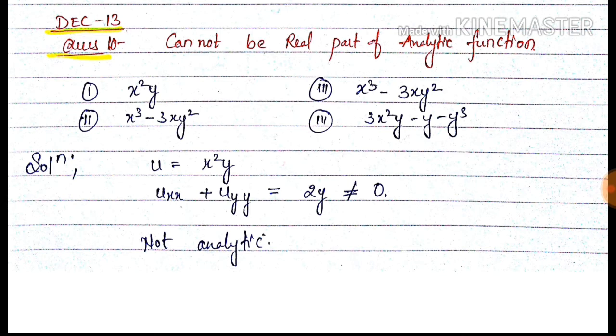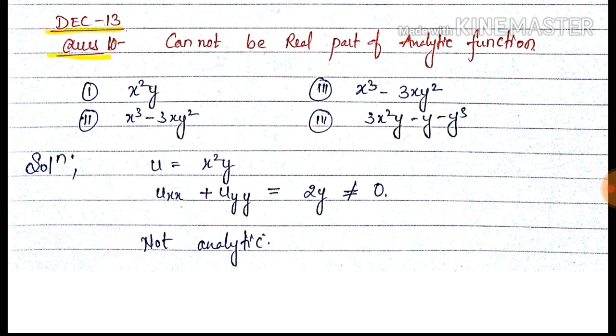Just putting the condition u_xx plus u_yy, on simplifying we get the double derivative of u_xx as 2y, which is not equal to 0, and u_yy is equal to 0. So here 2y is not equal to 0, meaning this condition is not satisfied. So this cannot be the real part of an analytic function. So this is not analytic.